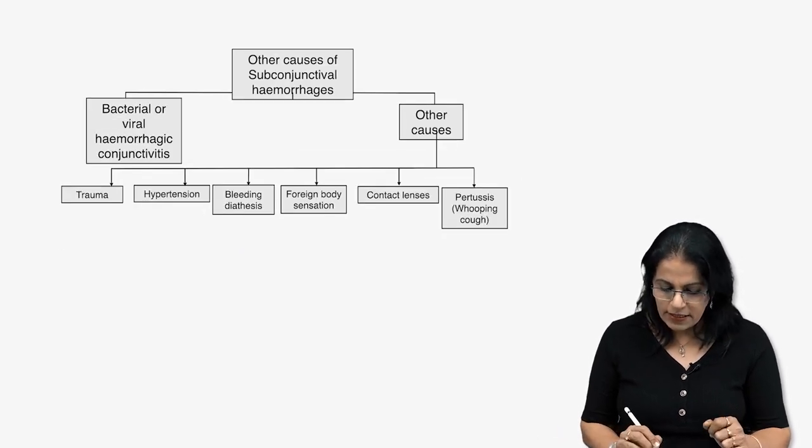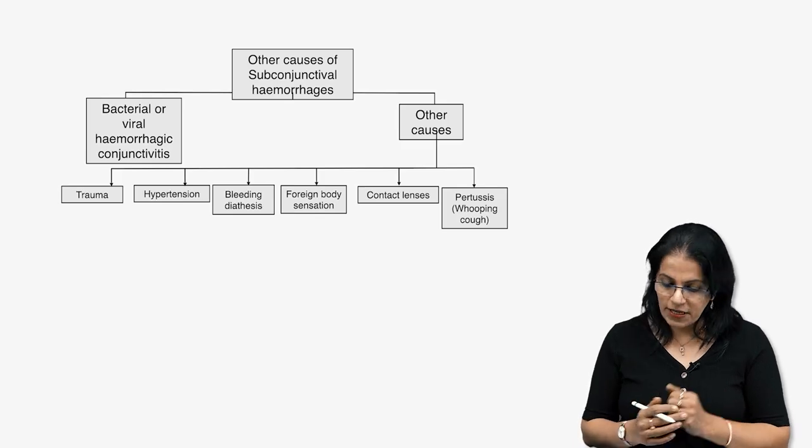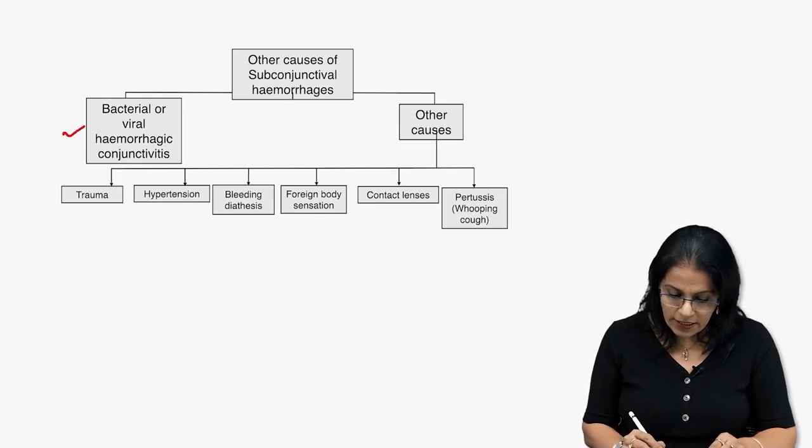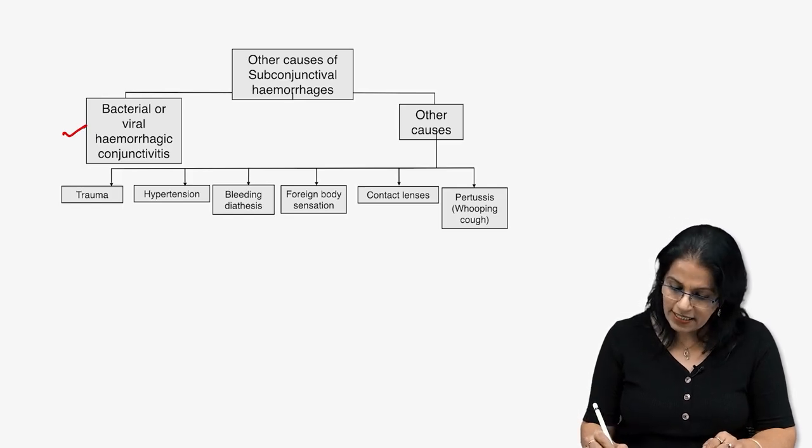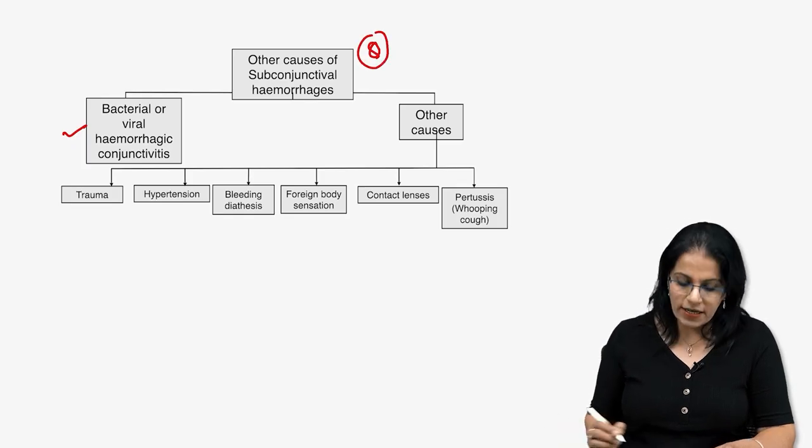So, apart from bacterial or hemorrhagic conjunctivitis, what are the other causes of subconjunctival hemorrhage? This is again important. We will make a Q here.